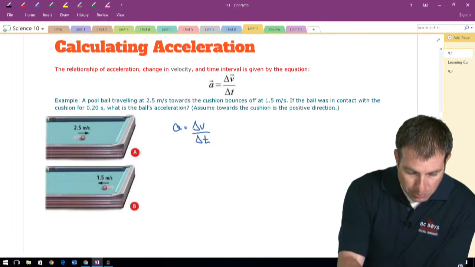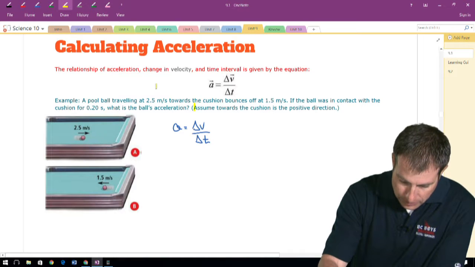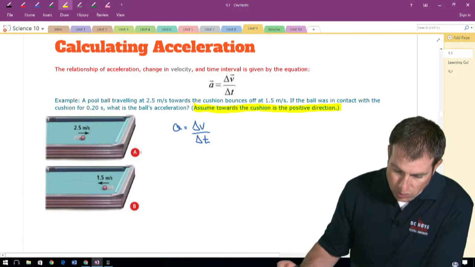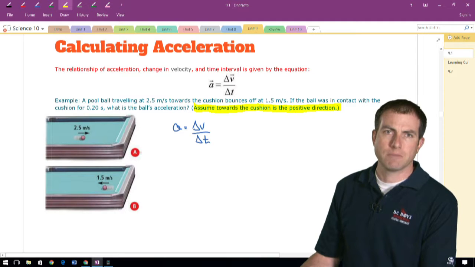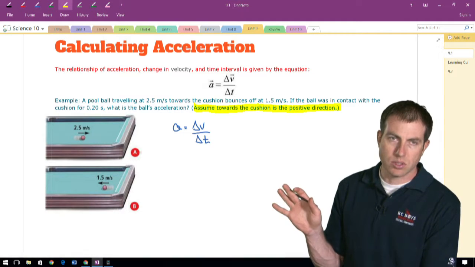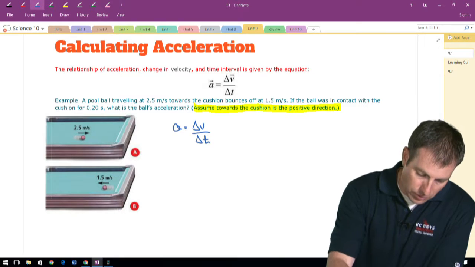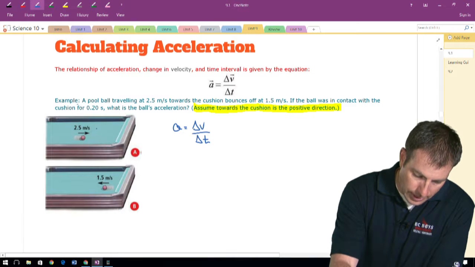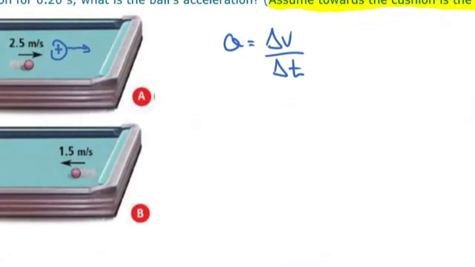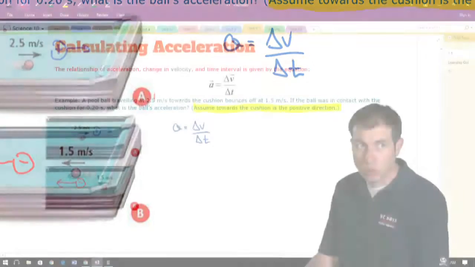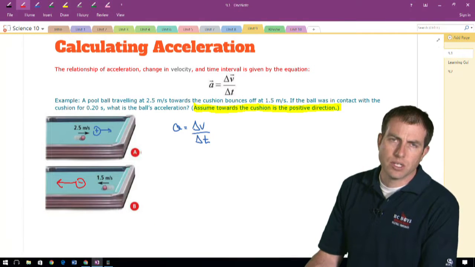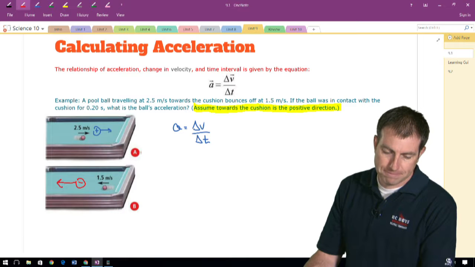There's one kind of important piece of information here, written in brackets at the end. It says, assume towards the cushion is the positive direction. So everything going towards the cushion is positive. So if we talk about this guy here, everything going this way is positive. That means everything going the other way is going to be negative. So initially we have a positive velocity, 2.5, and then we're going to finish with a negative velocity, negative 1.5.